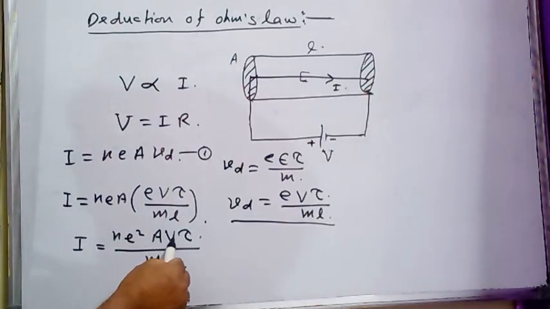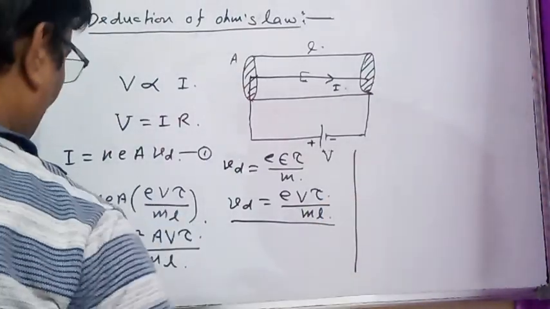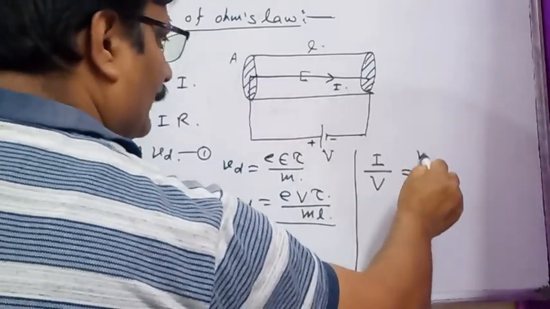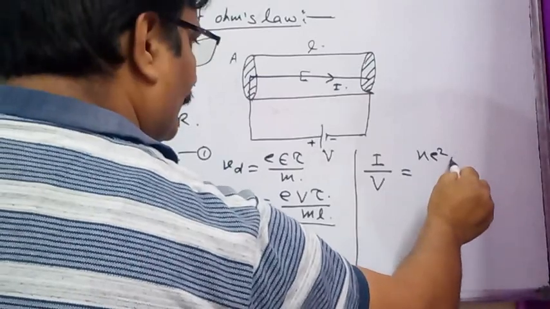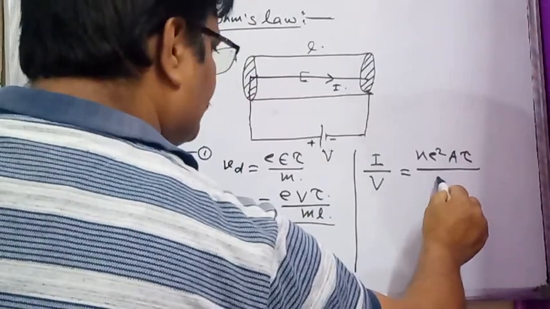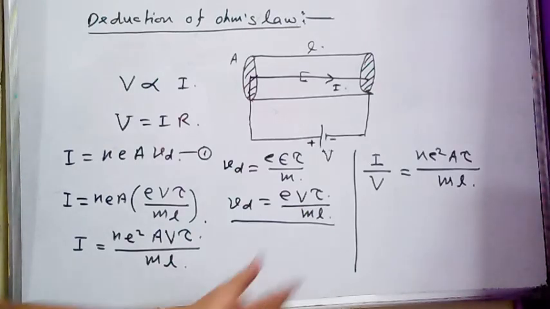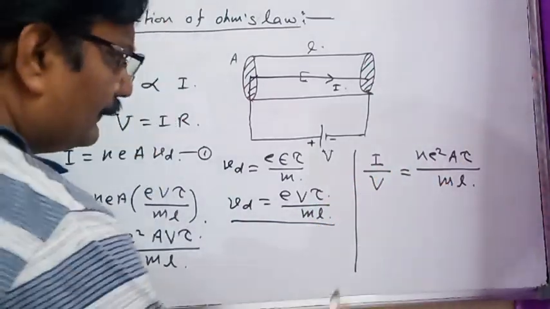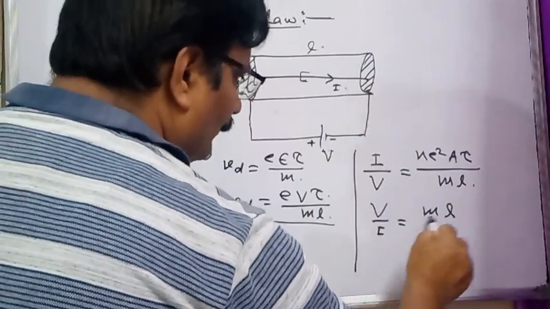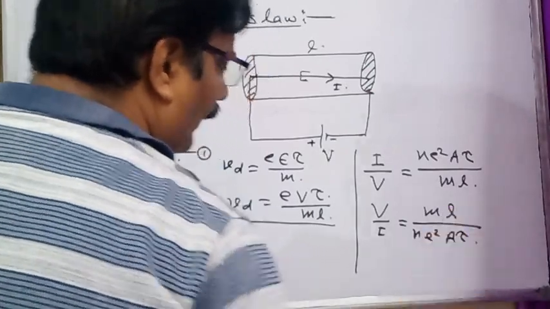So if we take potential difference V to the other side of the equation, then we can write I divided by V is equal to n e squared A tau divided by m into L. If we reciprocate this relation, we can write V divided by I is equal to m into L divided by n e squared A into tau.